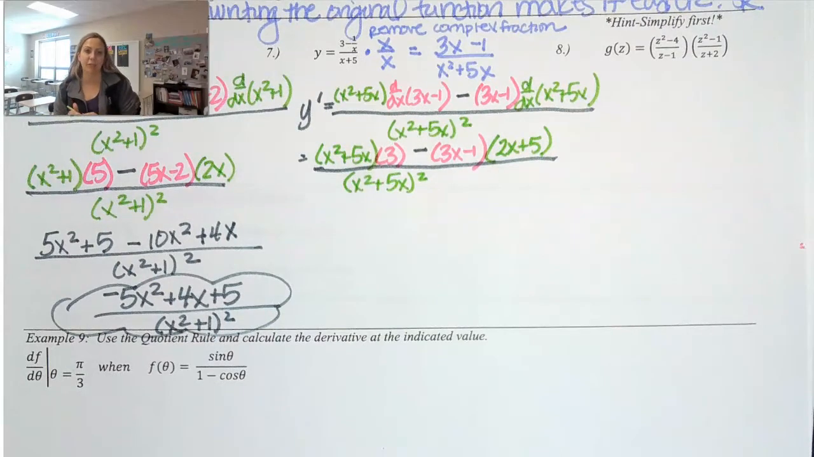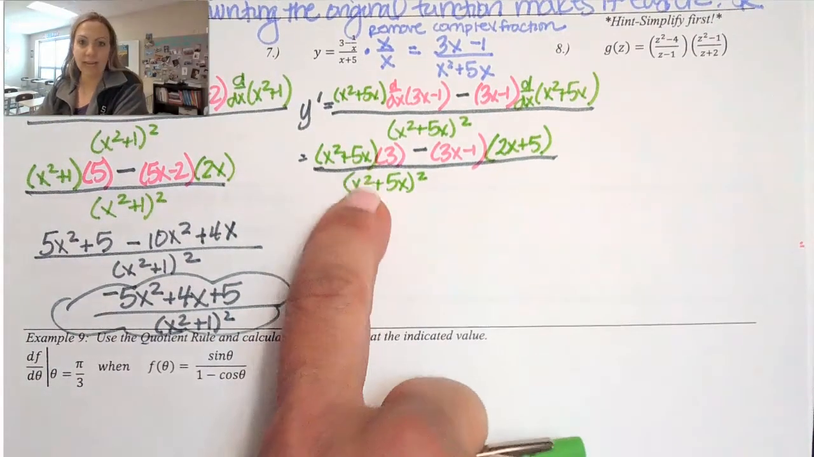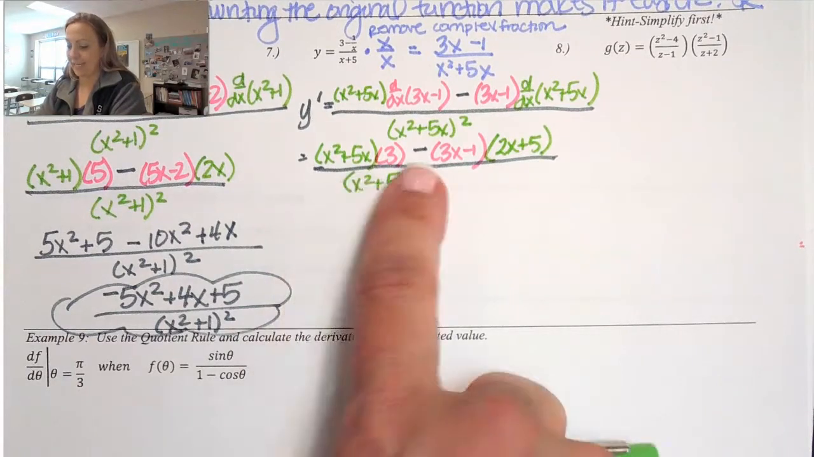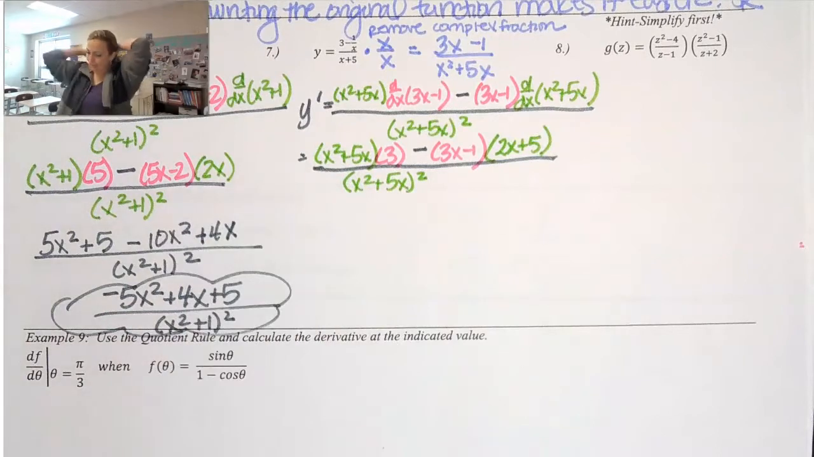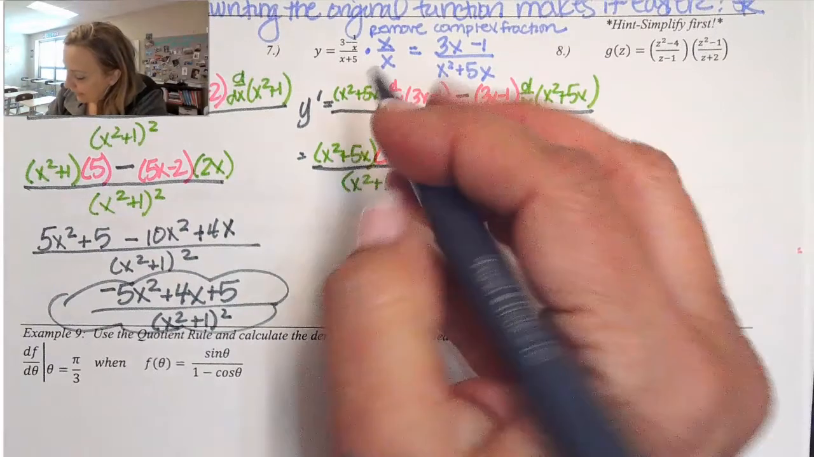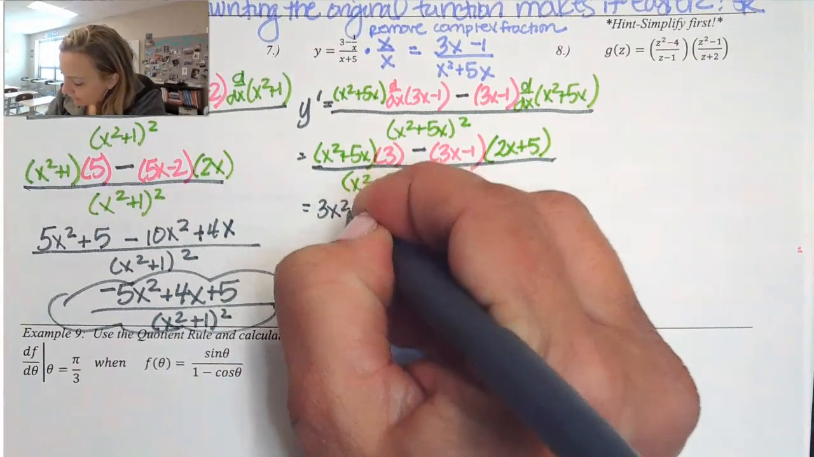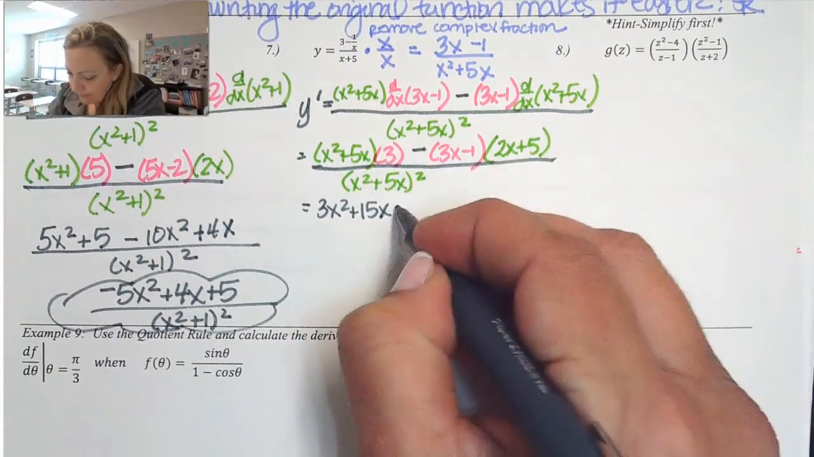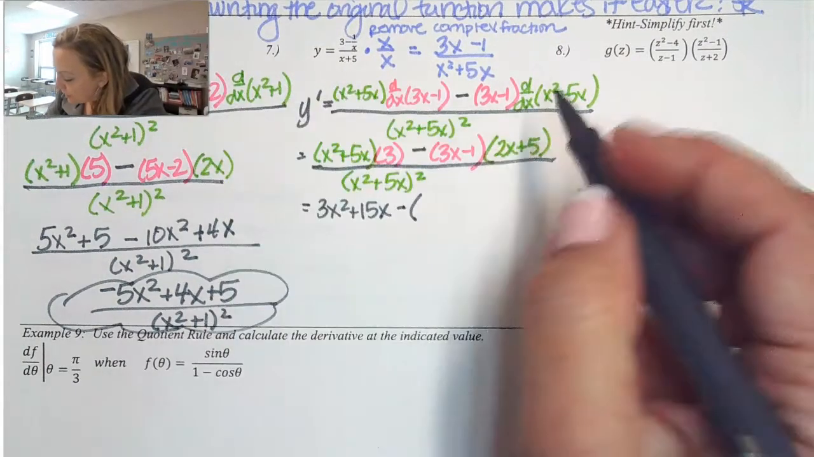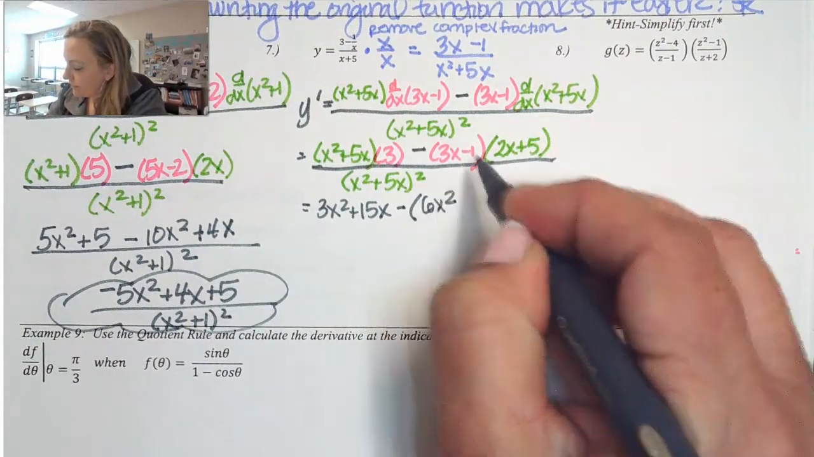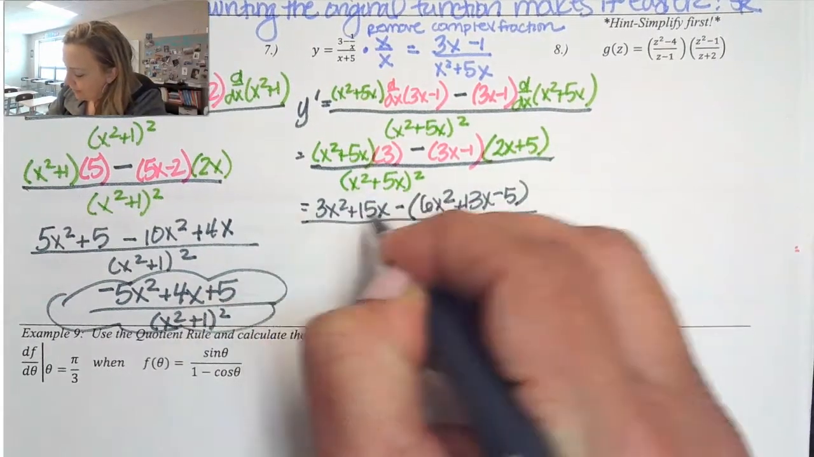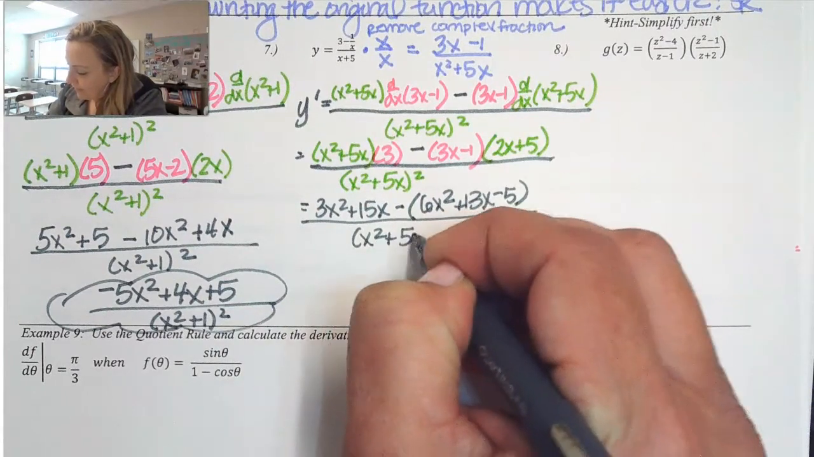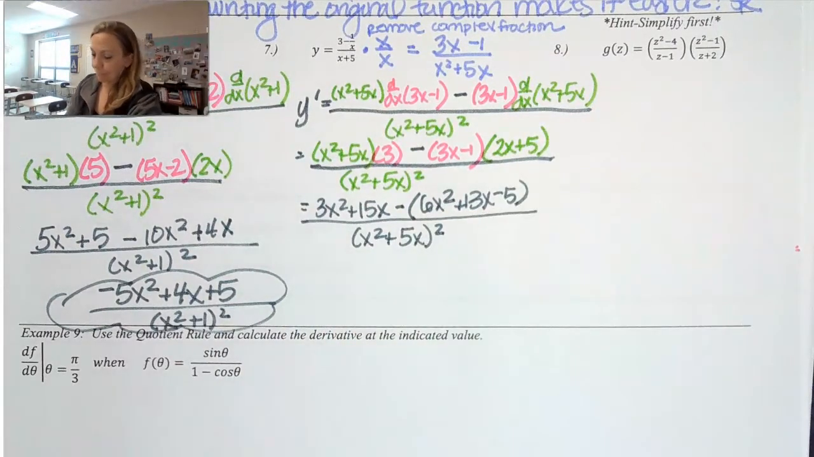P.S. Sometimes I have children try to cancel these. You can't, guys, because that's not a factor. Like, it's a factor of 3, but it's not a factor of the numerator. You know what I'm saying? So we're going to have to flesh out that numerator before we continue. So let's distribute. I get 3x squared plus 15x minus, oh boy, this will give me 6x squared, 15 and 2, plus 13x minus 5, and then all over x squared plus 5x, that quantity squared.